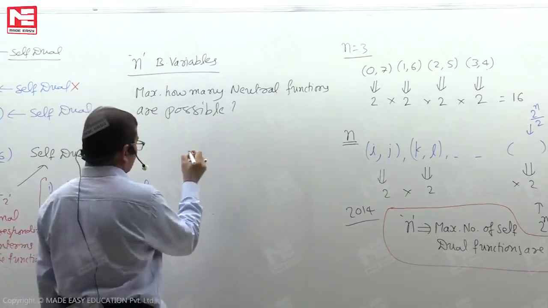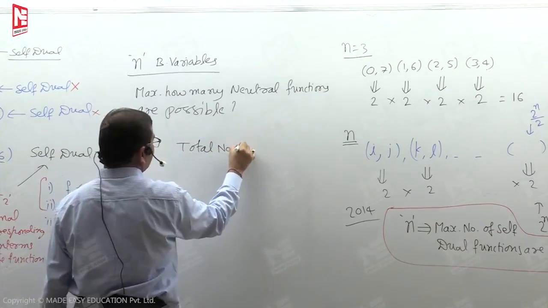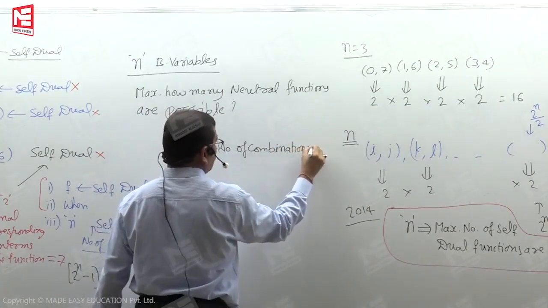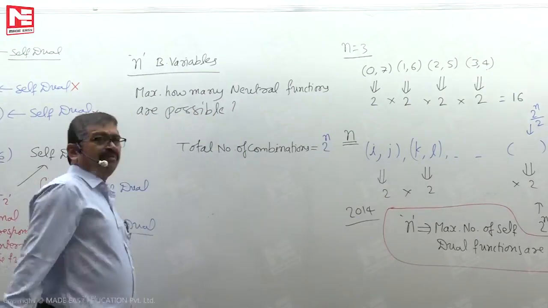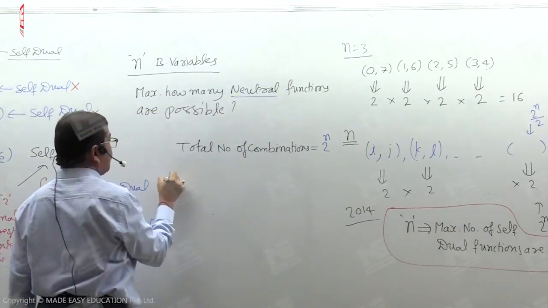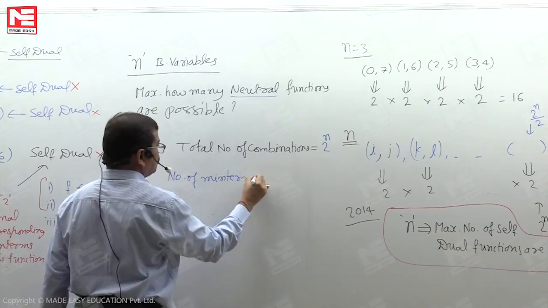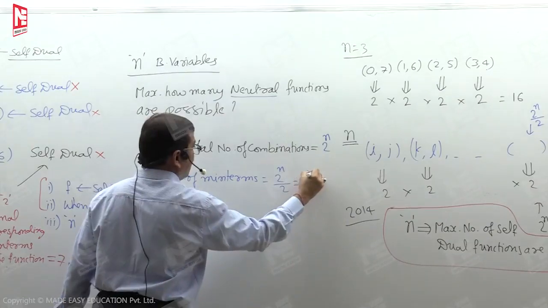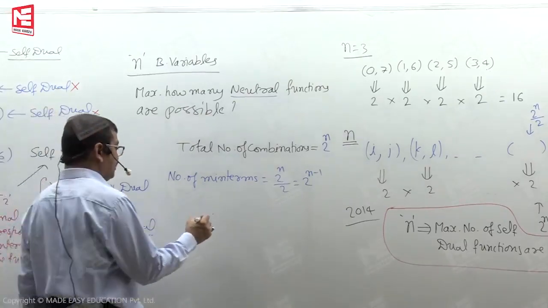So on n Boolean variables, the total number of combinations is 2 to the power of n. And what we need for a function to be a neutral function is that the number of minterms must be 2 to the power of n by 2. So 2 to the power of n minus 1 combinations must be minterms. So how many possibilities do we have?